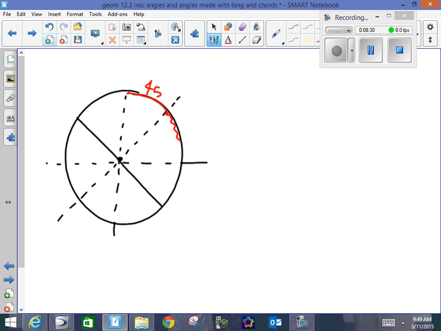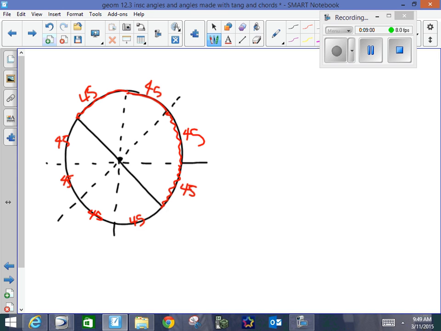That's 45 also. And that would make that 45 as well, right? From here to here. Because 4 times 45 equals what? 180, right? And that's half the circle, so that's what I make it. Okay, so this is 45, 45, 45, 45.